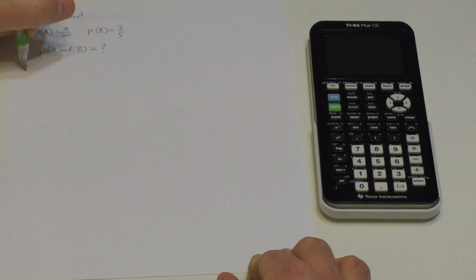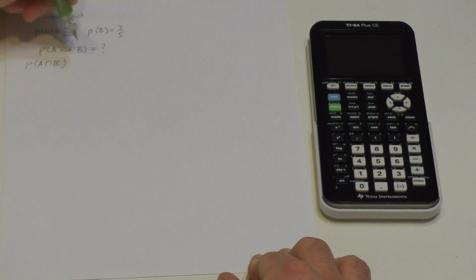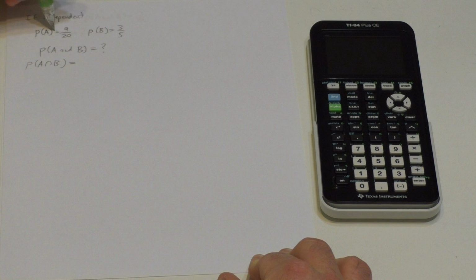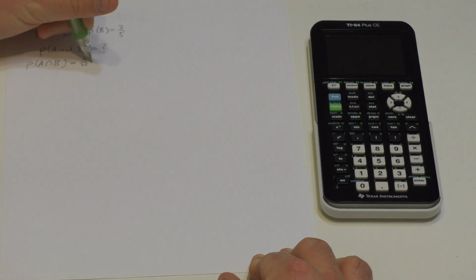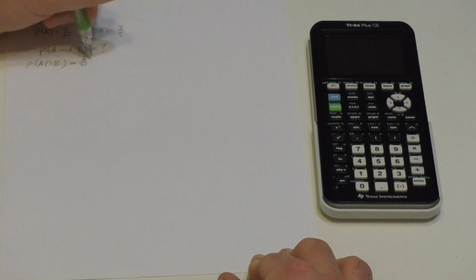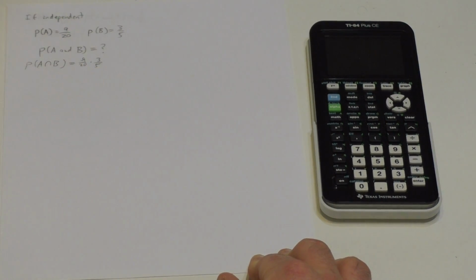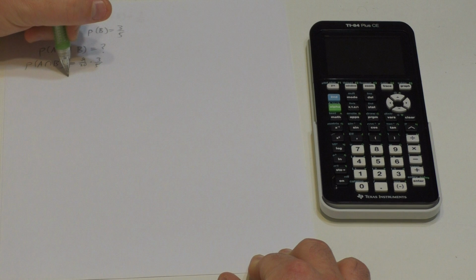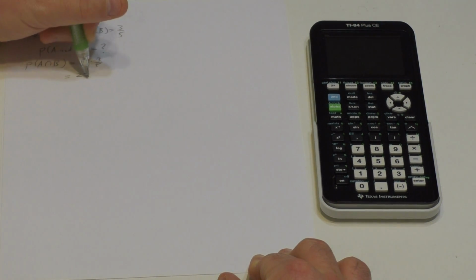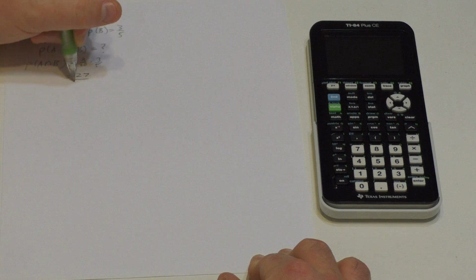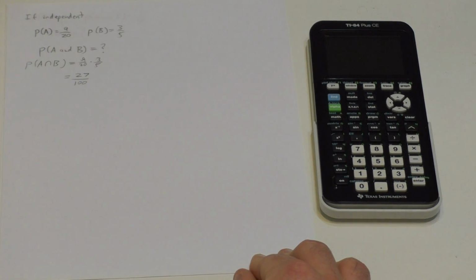So to calculate the probability of A and B, or A intersection B, we're just going to multiply these two probabilities together. So it's 9/20 times 3/5. This I won't use the calculator because it's too easy. So I have 9 times 3, which is 27, and 20 times 5, which is 100. So that's our probability of the intersection, A and B.